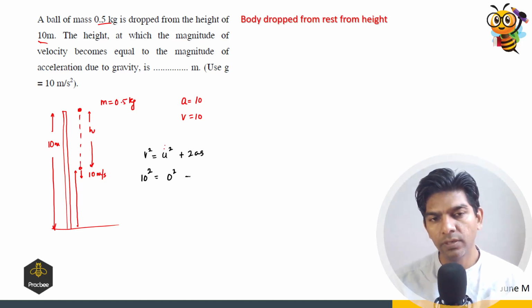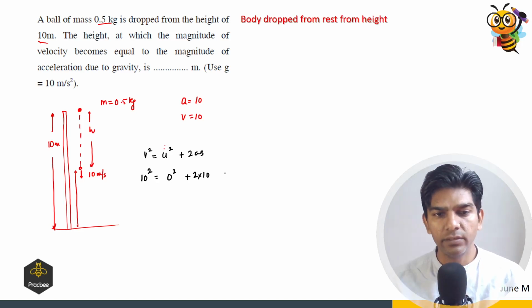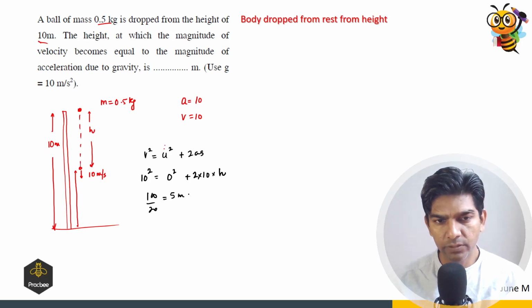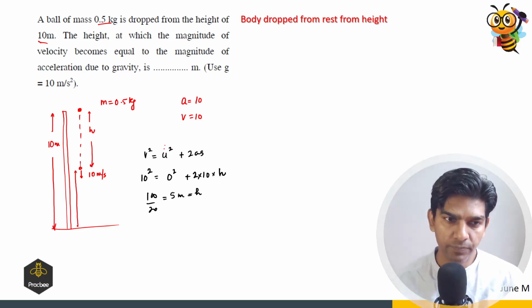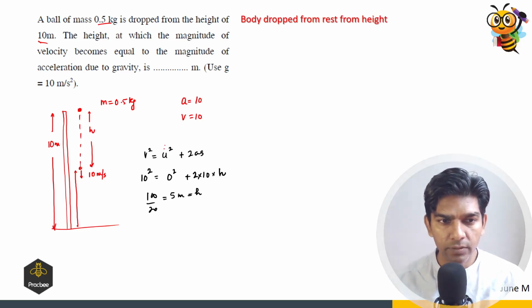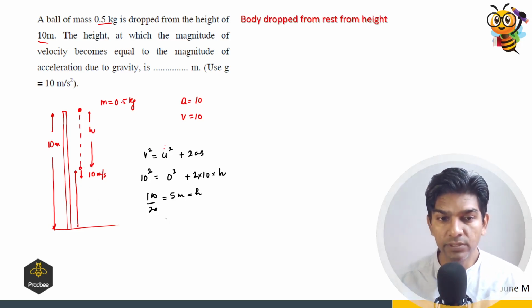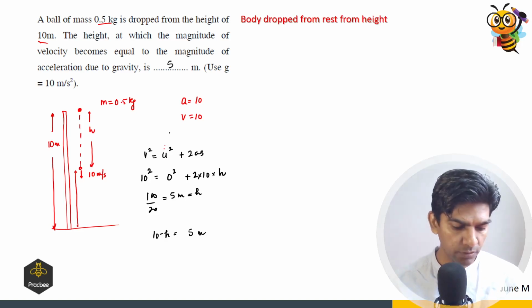So v becomes 10, initial velocity is 0, and acceleration is 10, and we can find h. So it will be 100 divided by 20, so that will be 5 meters. So h comes out to be 5 meters. So the height of the point where velocity magnitude becomes equal to acceleration magnitude is 10 minus h, which is again 5 meters. So 5 is the answer of this question.